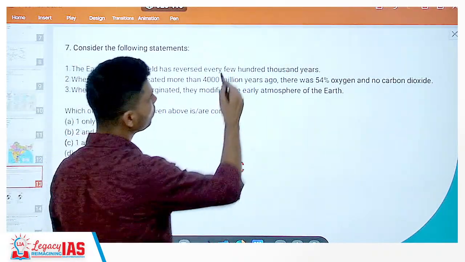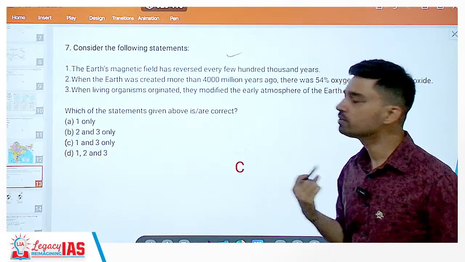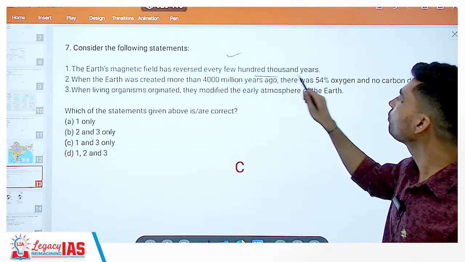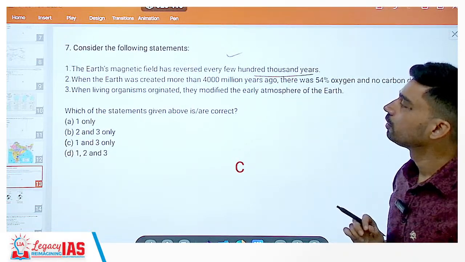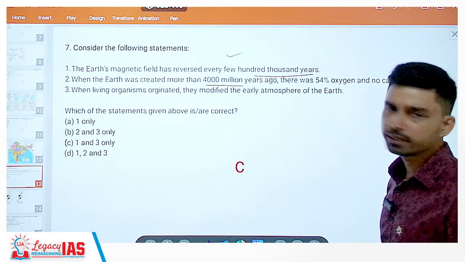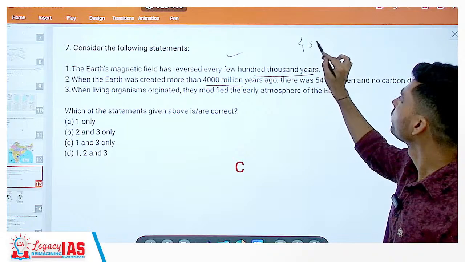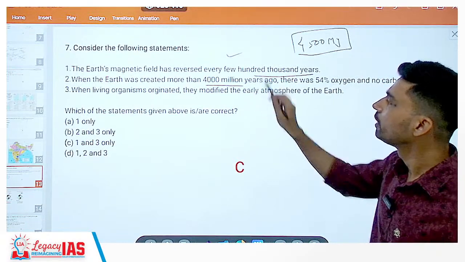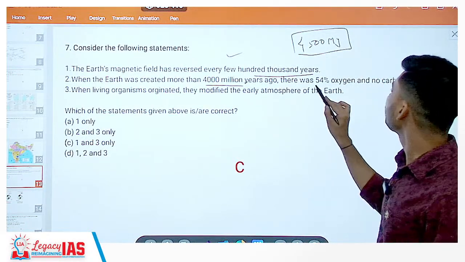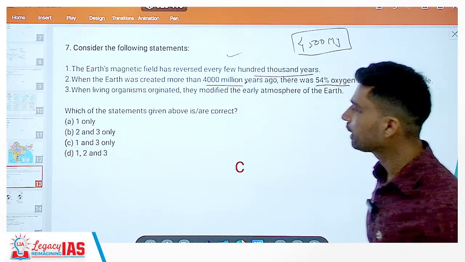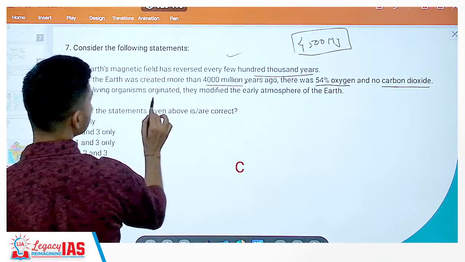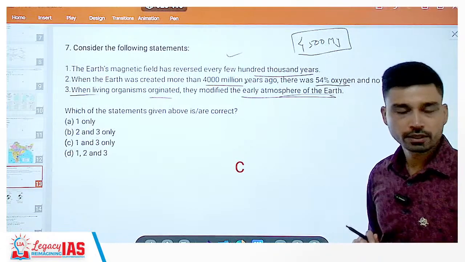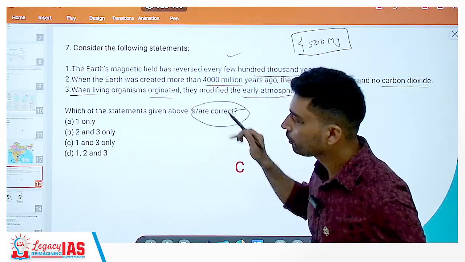Next is a question about the earth, where three statements are given. Consider the following statements: First, the earth's magnetic field has reversed every few 100,000 years. Second, when the earth was created more than 4,000 million years ago, the earth's age is roughly considered to be 4,500 million years, that is when the earth was created. So they are asking, more than 4,000 million years ago, there was 54% oxygen and no carbon dioxide. And third, when living organisms originated, they modified the early atmosphere of the earth. Which of these are correct statements? That is what we have to find out here.